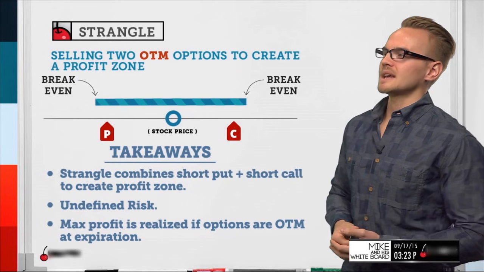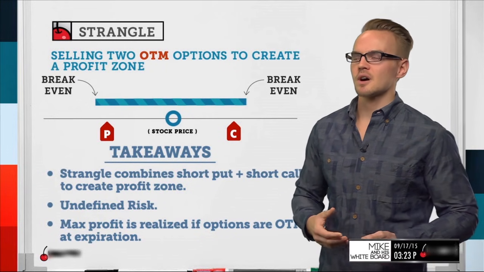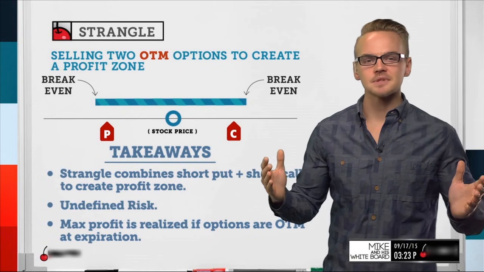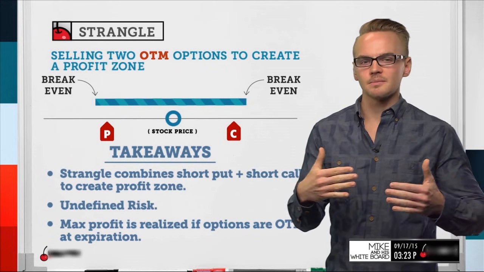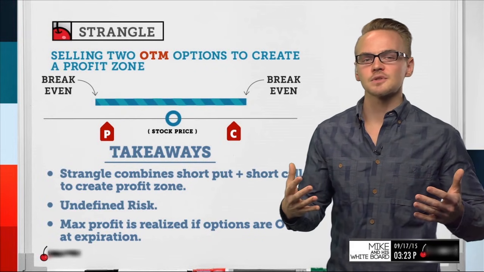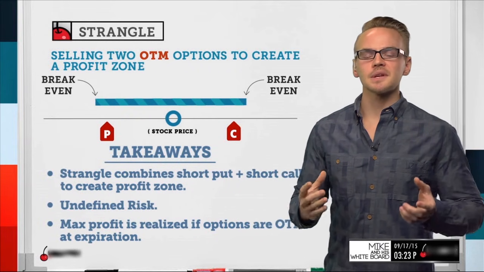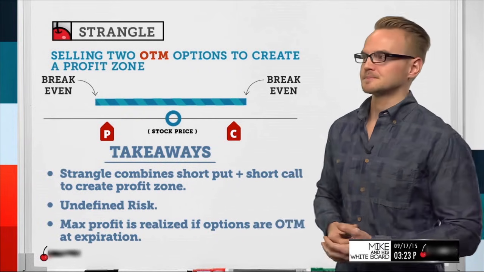So our first takeaway is that a strangle combines a short put and short call to create a profit zone. Since we're selling both of these options, although they'll be battling each other throughout the life cycle of the trade, as long as they stay out of the money or within our break-even zones, we're going to see a profit at expiration.